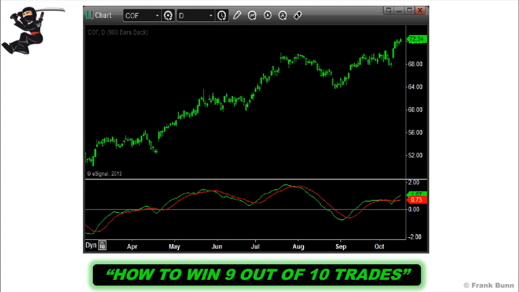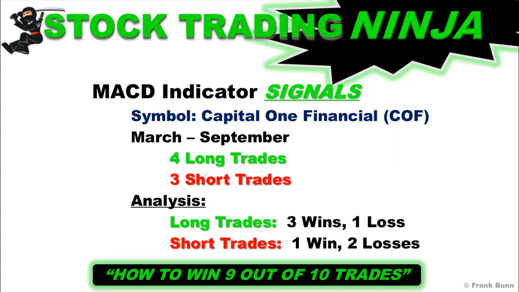And follow me on a little experiment. If we had traded the typical signal line crossovers we saw in the previous example, let's take a look at how well this indicator would have performed. Quite simply, using the red signal line crossover to buy and sell, we have 4 generic long trades and 3 short trades. Let's analyze this. For longs, we have 3 wins and 1 loss, and for shorts, we have 1 win and 2 losses, for a total long-short performance of 4 wins and 3 losses.